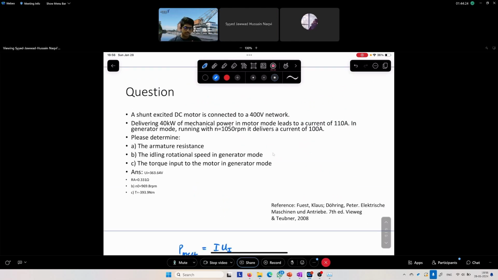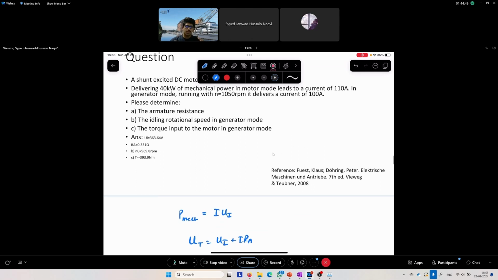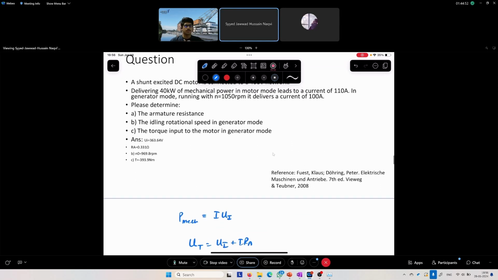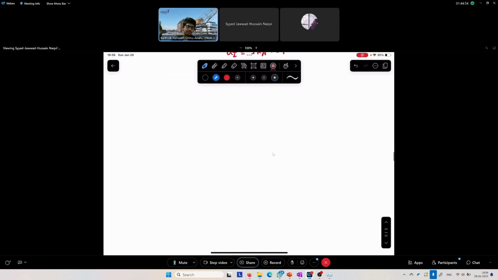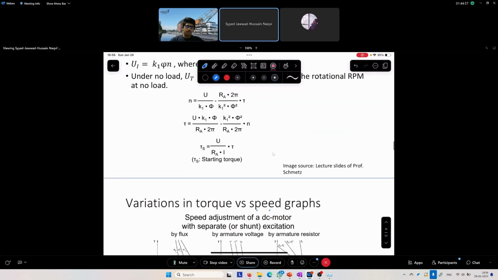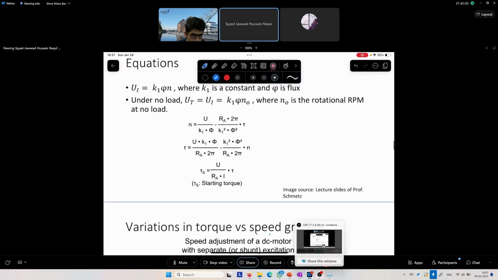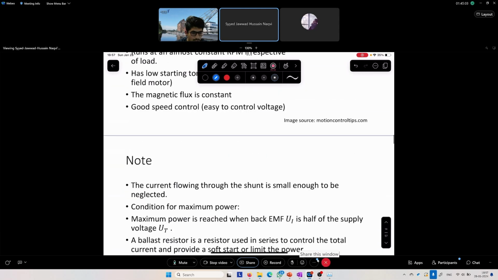Okay, so in generator mode running at 1050 RPM, it delivers a current of 100 ampere. The idling rotational speed in generator mode: what they mean is, what is the idle speed you need just to create this 400 volts without giving any current, so without actually supplying any power. I don't know how to solve it. Okay, then I can solve.